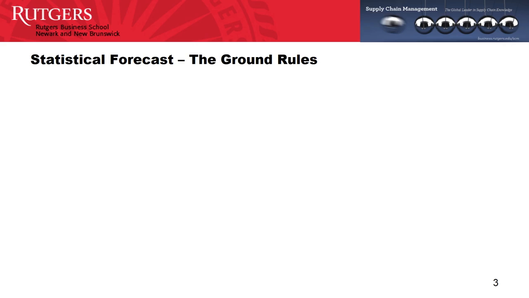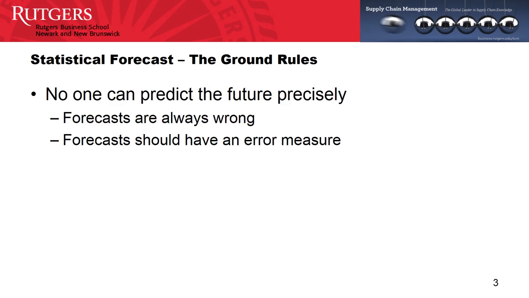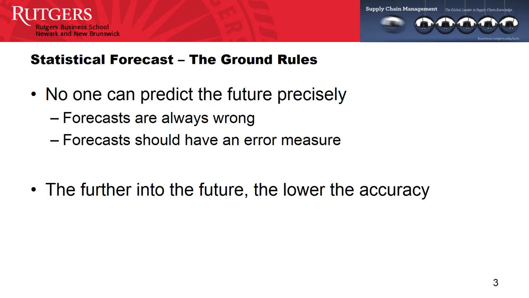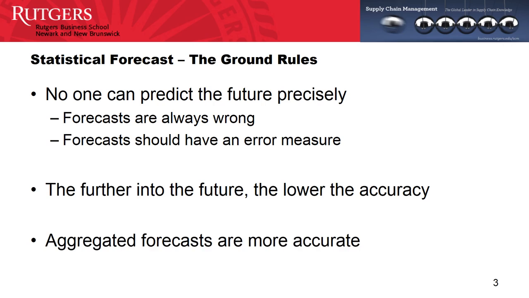Thus, we have the following ground rules for statistical forecast. Rule number 1. No one can predict the future precisely. And so forecasts are always wrong, and they should have an error measure. And rule number 2. The further you want to forecast into the future, the lower the accuracy. This is quite straightforward. Rule number 3. Aggregated forecasts are more accurate than disaggregated forecasts.